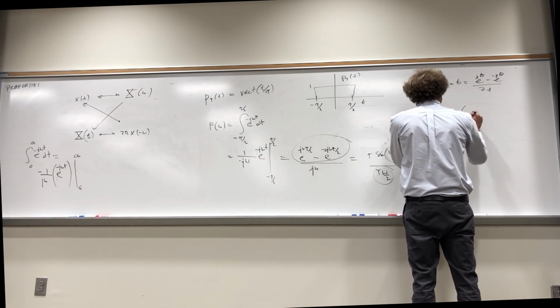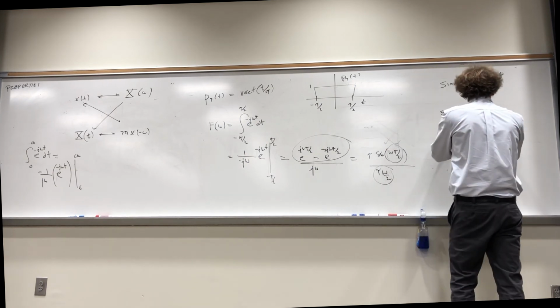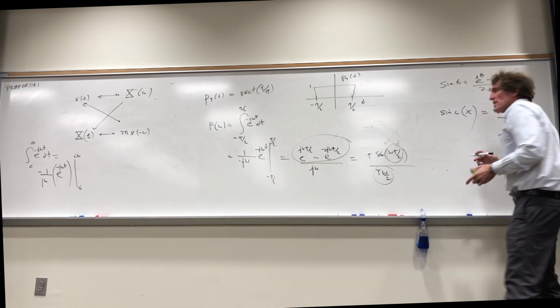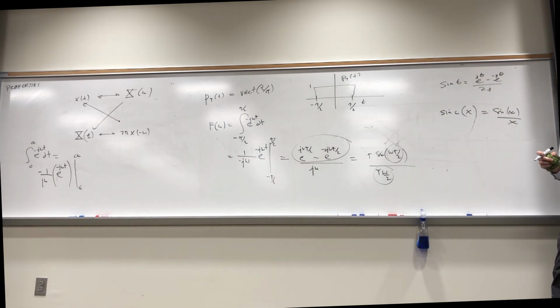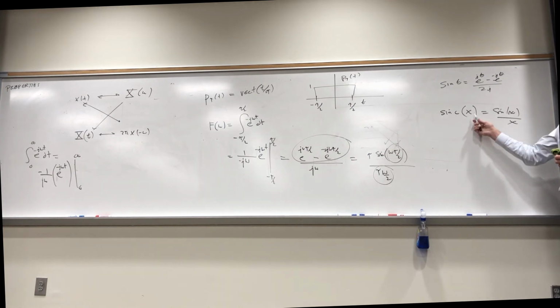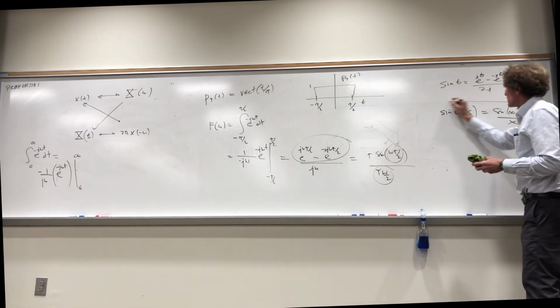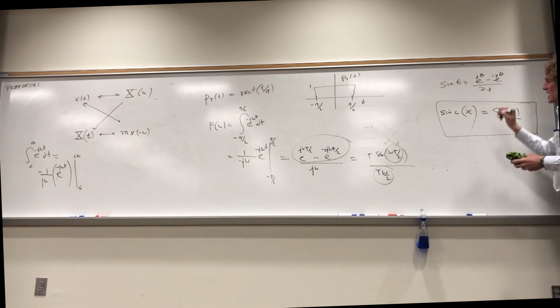S-I-N-C. This is one definition. Sinc of x is sine of x over x. It's very, very common in engineering. There's another form of this, as sinc of x is sine of pi x over pi x. And they're both fundamentally the same. But this is the functional form that we use in this book for the sinc, S-I-N-C of x.